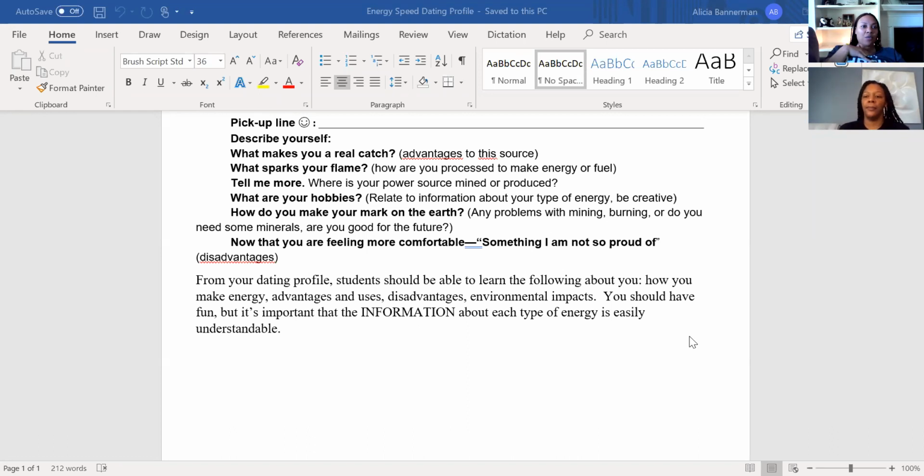So you just have to think of what's going to be the best way for you to be speed dating, and everyone's going to have their own document so that they can write down the information about your specific profile. And at the end, we'll all decide if we were actually able to get a gist of who you are and what energy source you represented. So you want to make sure that's very clear. Are there any questions about that part?